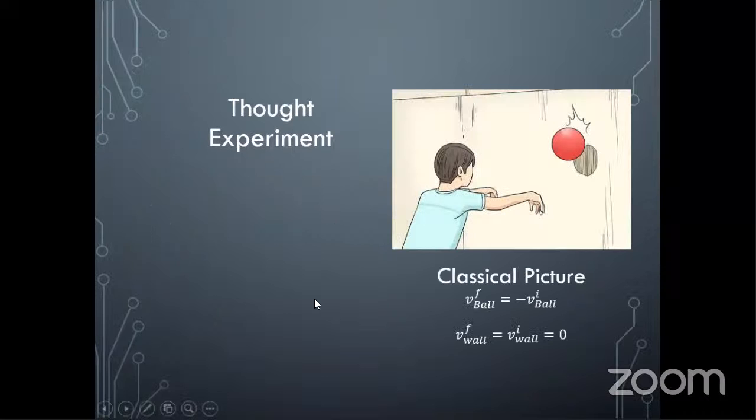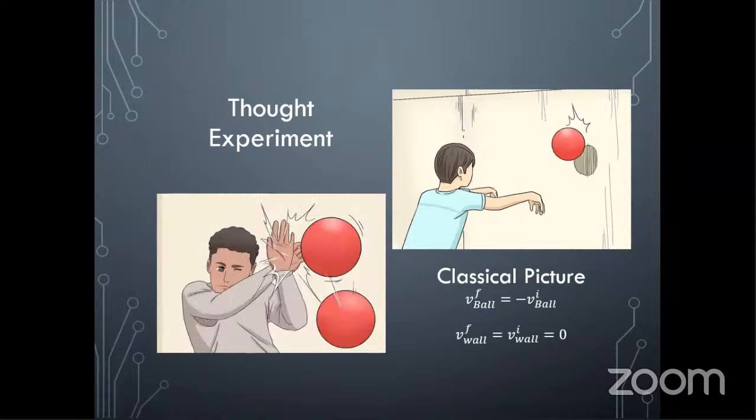Now, what is tunneling? Before that, let's think about a thought experiment where we throw a plastic ball at a wall, and the ball hits the wall and gets back to us. So that's the classical picture, that the initial velocity of the ball will be equal to the final velocity of the ball, with a negative sign, because it's a velocity, and the wall will be just standing there doing nothing.